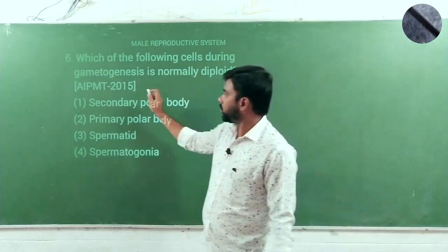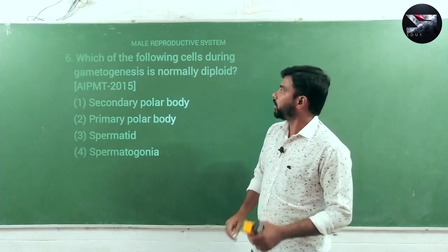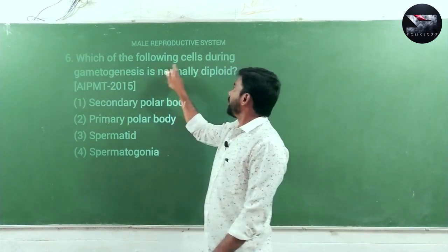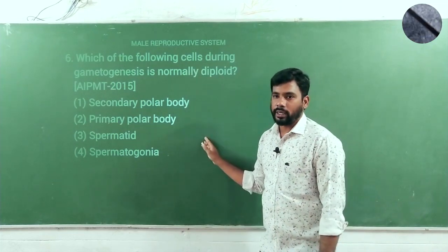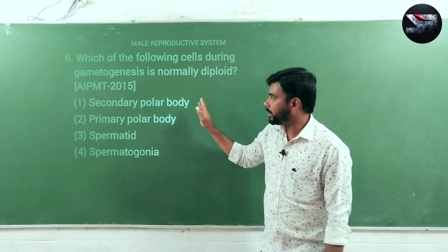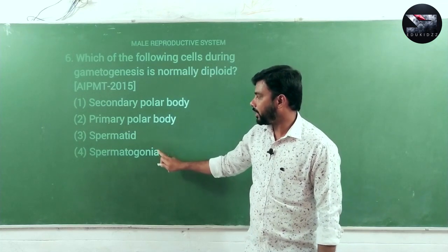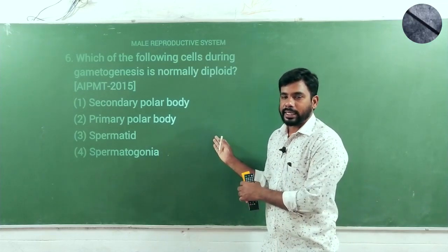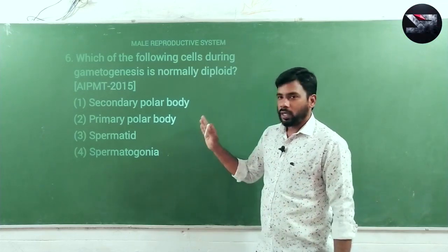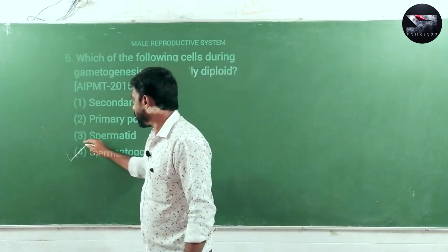This question was in the year 2015 in AIPMT examination. Which of the following cells during gametogenesis is normally diploid? The options are: secondary polar body, primary polar body, spermatid and spermatogonia. We have just now studied the spermatogenesis process, so directly I am going to tell you the answer. The right answer is spermatogonia.